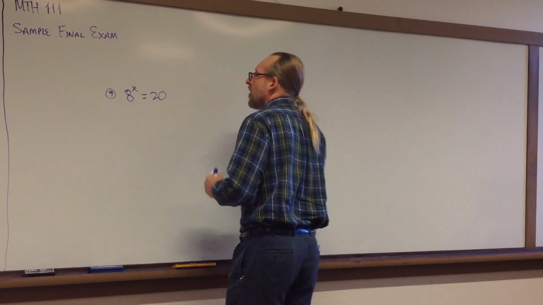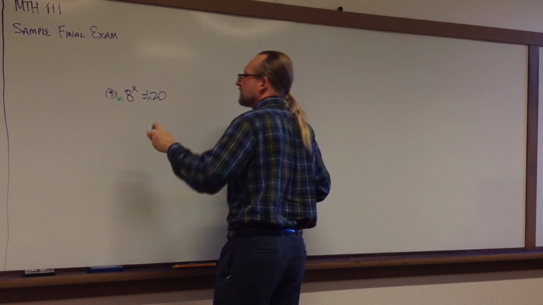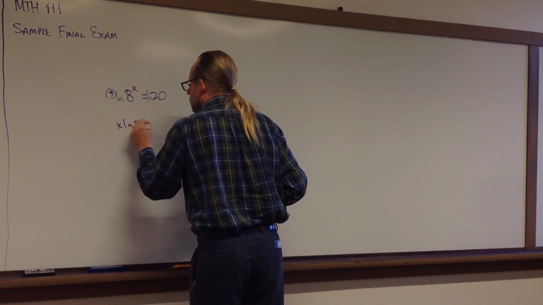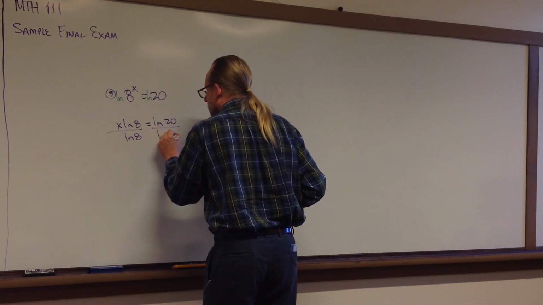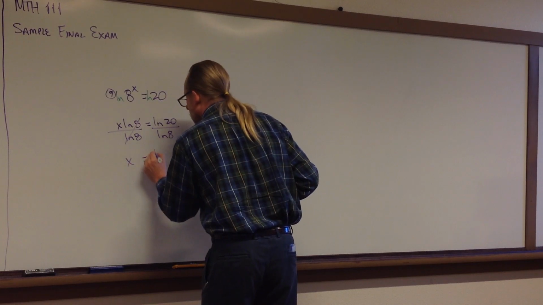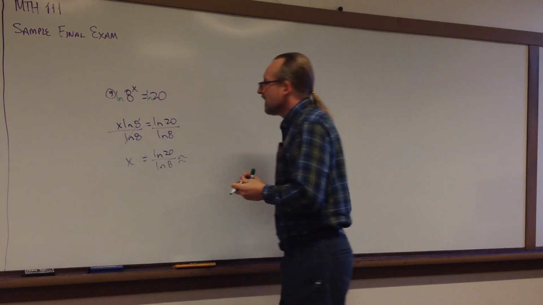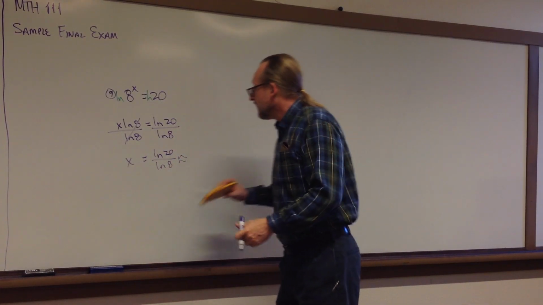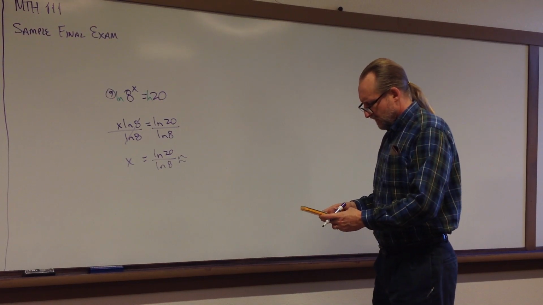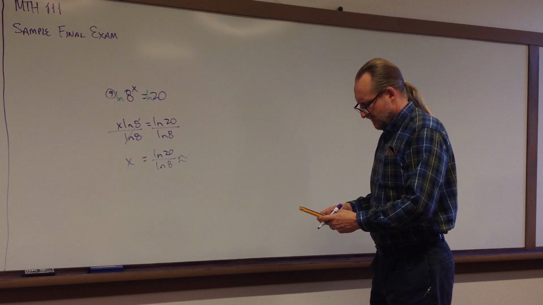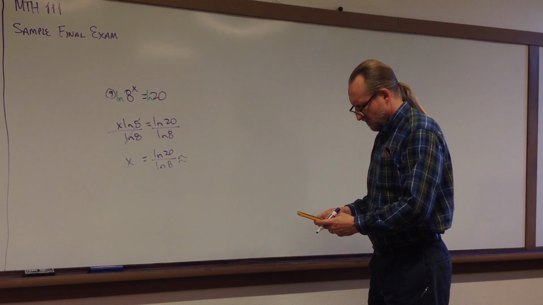Let's see. I'll use the natural log to start out with. And then this will be x ln 8 equals ln 20. Divide on both sides by ln 8. And so there's our exact value, ln 20 divided by ln 8. And I've asked you to approximate all your irrational values to 3 decimal places. So let's go ahead and calculate here. ln 20 divided by ln 8. Let's try that again. ln 20 divided by ln 8. There we go.